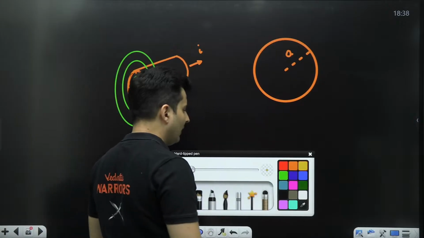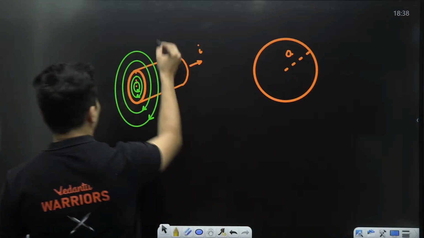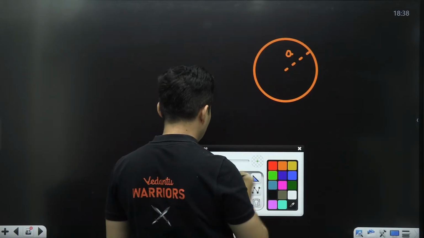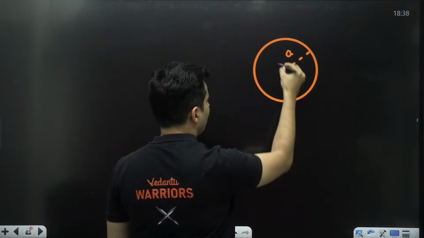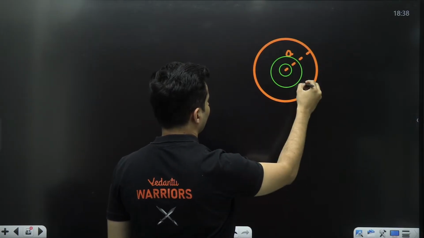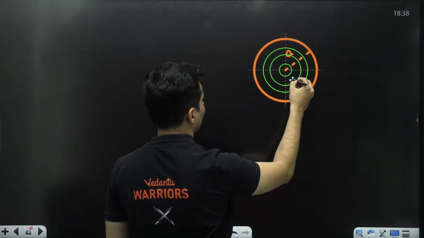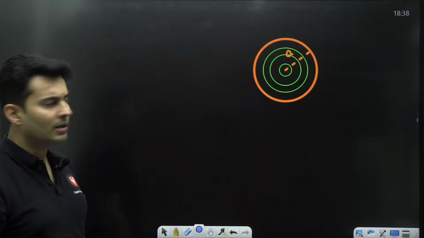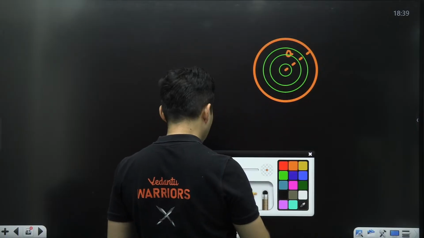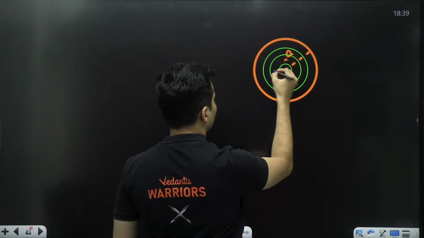So now for finding that out, I don't need this anymore. I will just draw a few loops here and there, magnetic field lines. This is how the magnetic field lines will be, circular in nature. Let's assume that the current is going inside. If the current is going inside, it will be going in everywhere.